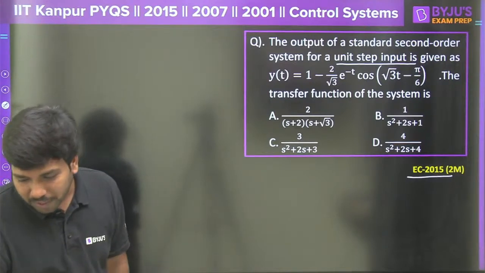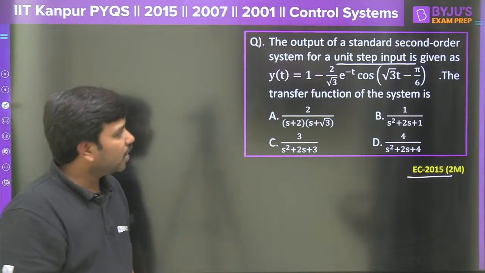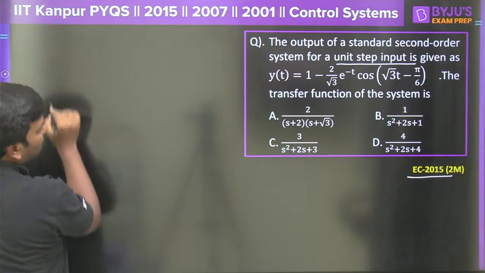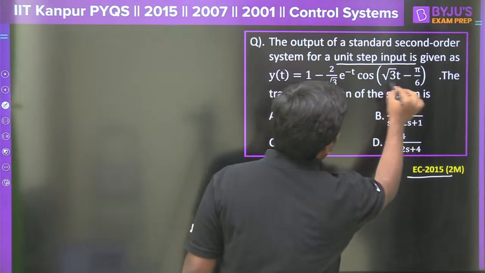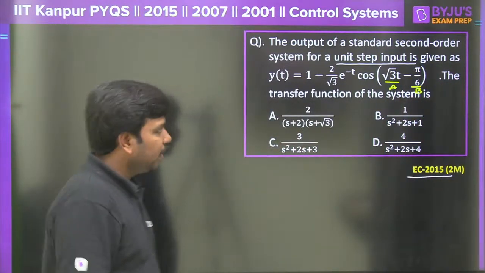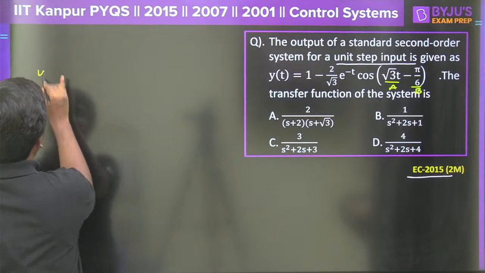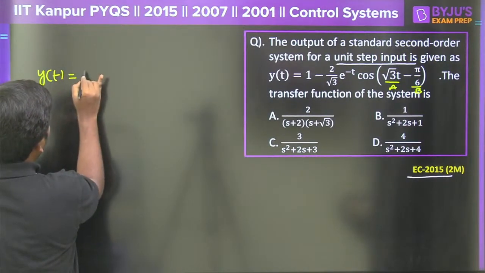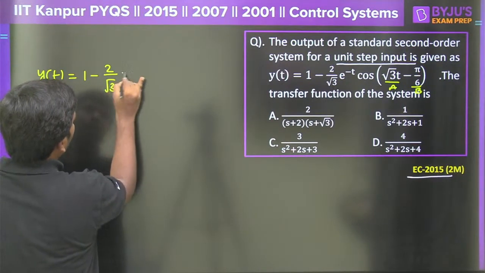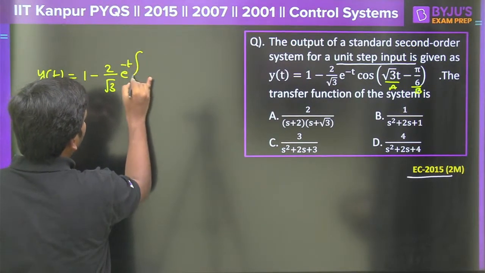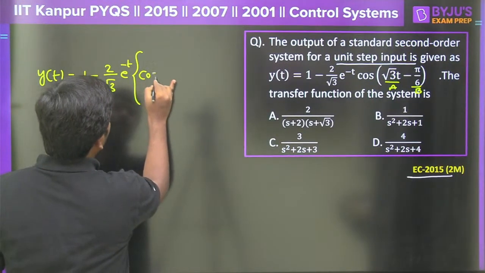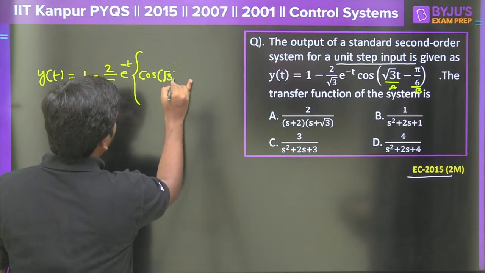Any one of you, can you make it fast here, guys? So what should we do here? First of all, what is cos(A minus B)? Let me consider this as cos A and this as cos B. Clear? So y of t we can write as 1 minus 2 divided by root 3, of course e power minus t, times cos(A minus B). So it could be written as cos of root 3 t.